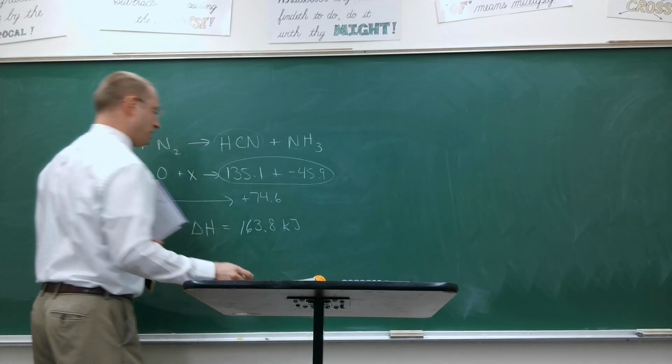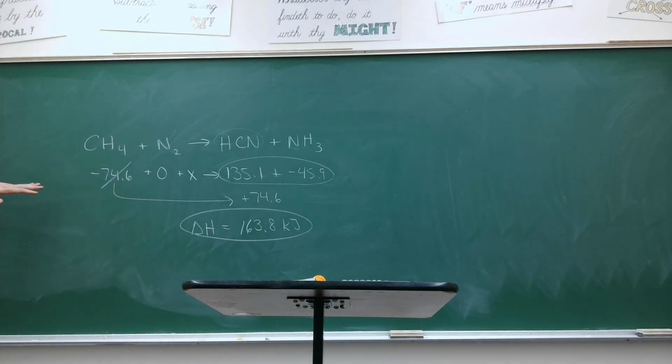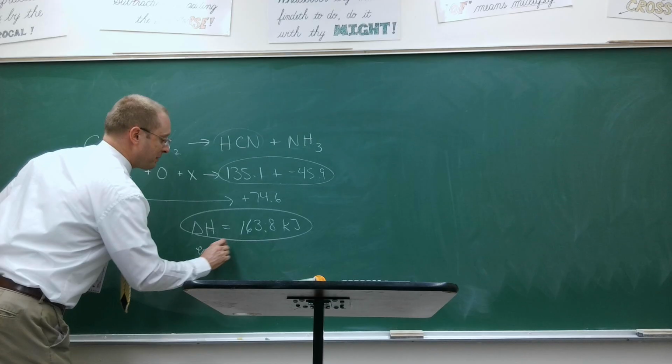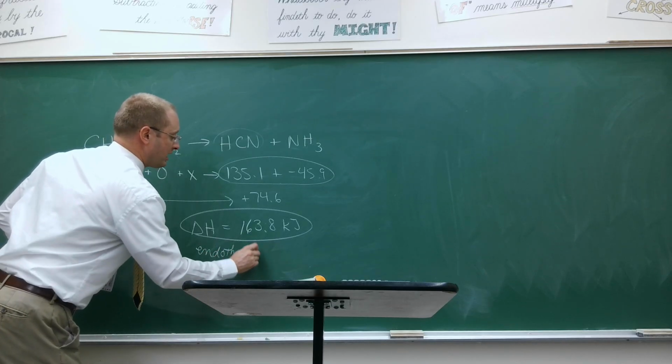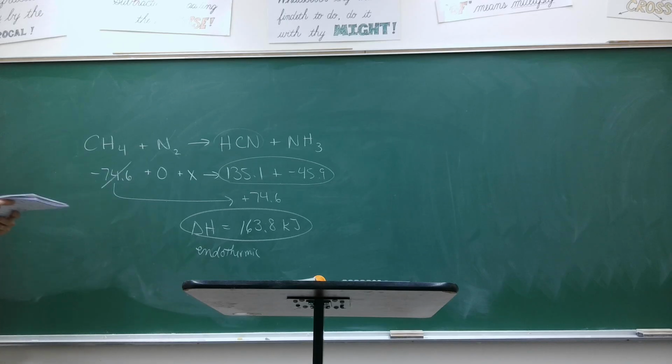Good, 163.8 kilojoules is the correct answer. Now, that's a positive value, class. That means that this reaction is what type of reaction? Endothermic, because it's absorbing all of this energy into the reactants so that they can produce these products. More energy is absorbed in than is released. How many have that 163.8 kilojoules?